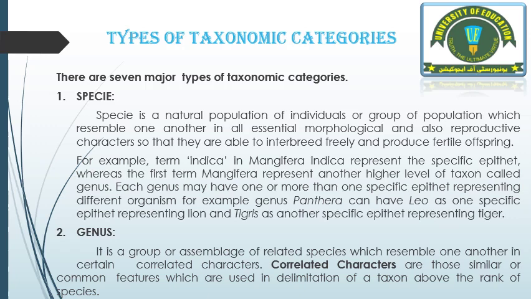Number 2 is genus. Genus is a group of related species which resemble one another in certain correlated characters. Correlated characters are those similar or common features which are used in delimitation of a taxon above the rank of species. In genus, many species which resemble each other are included due to the correlated characters. So correlated characters are the basic characters through which we can move from the species level to the genus level, and we have much more variety of species in a genus than in a species, because a species is composed of one single population, and a genus has many more species.